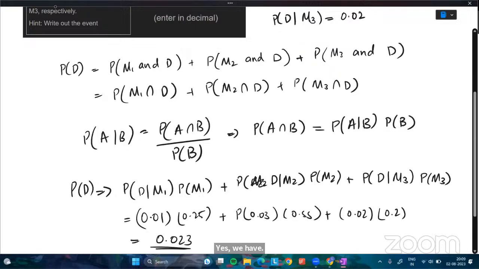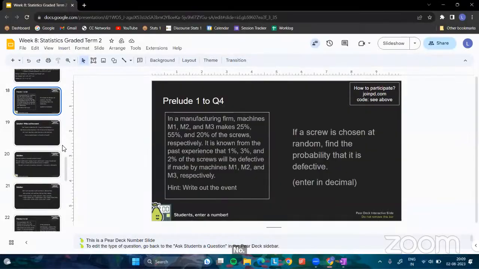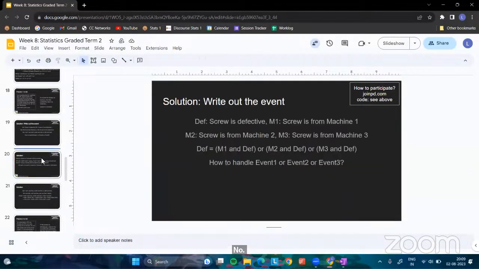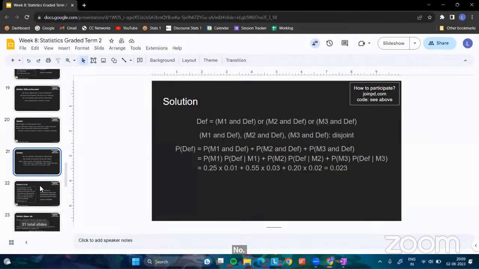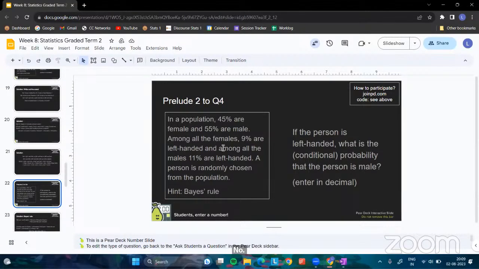Any doubts in this question? Is it clear? This is a simple and straightforward question, so we'll move on to question 2 of question 4.